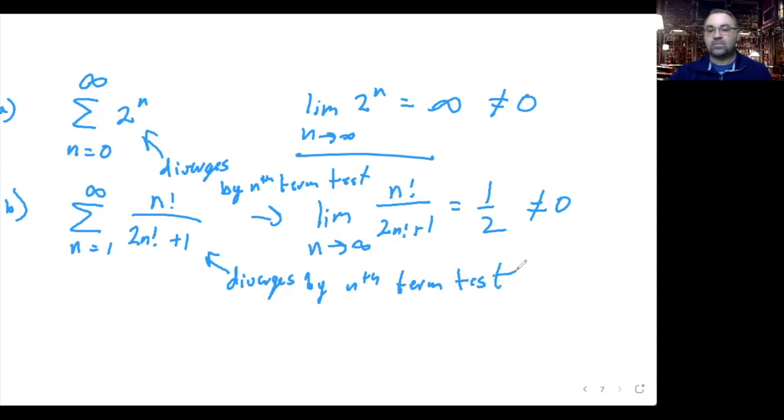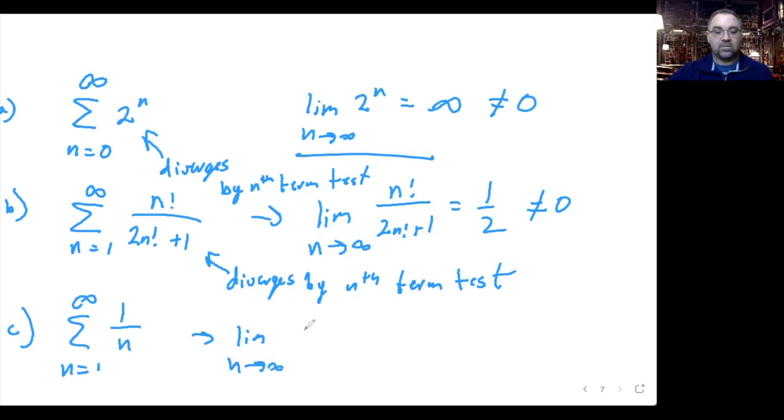Okay. Let's check out series letter C. It's 1 over n. Okay, so let's think. What happens to 1 over n as n goes to infinity? That's 0. That doesn't tell us anything about the convergence of our series. And that's what I wanted to make sure that we got.